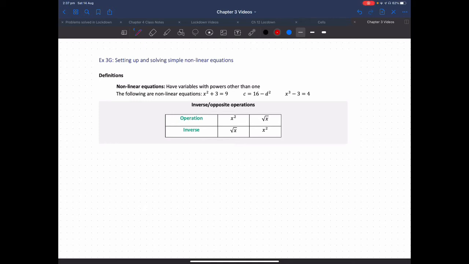In this exercise, we're setting up and solving non-linear equations. So this is things which may have powers or square roots in and the like of that. Now remember, if we have something squared, the inverse operation to that is square root. If we have something square root, the inverse operation to that is squared.